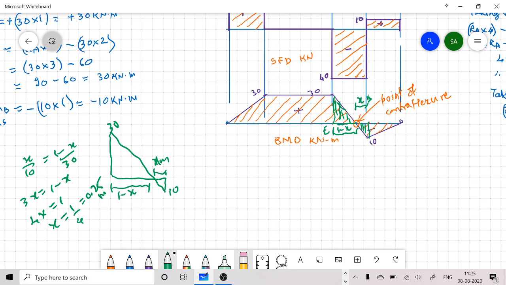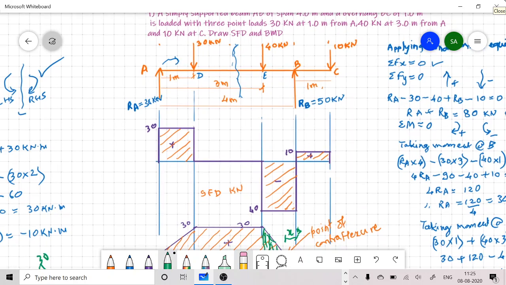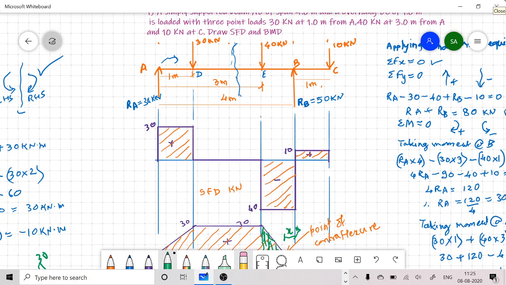Now this completes our shear force and bending moment diagram for a given problem with simply supported beam with overhang. Thank you.